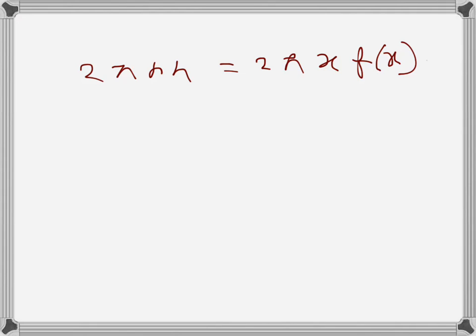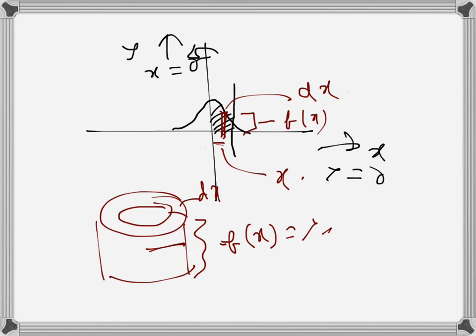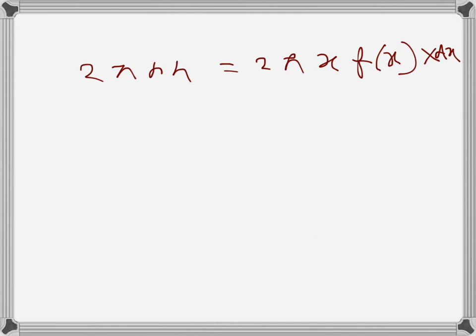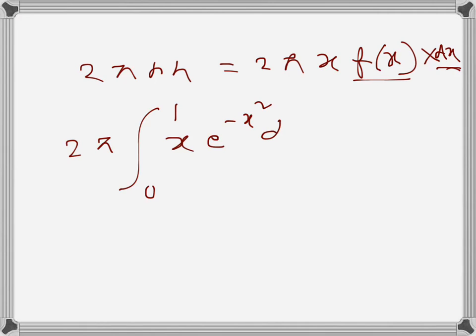So the surface area of one of the shells is 2 pi r h, that is 2 pi, r is x and h is f(x), and then the volume is multiplied by the thickness. So this is the volume of one of the shells, and we will have a lot of shells from x is 0 to 1, because dx is the variable, so we are using the limits of x. So 2 pi integral 0 to 1 of x e to the power minus x square dx, instead of f(x) I am writing e to the power minus x square. So this is the integration that we have to do.